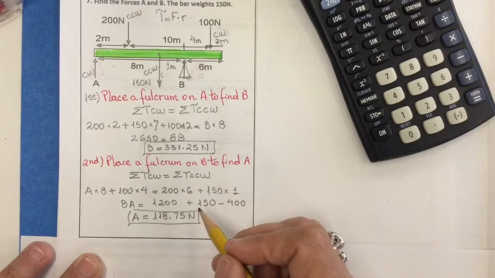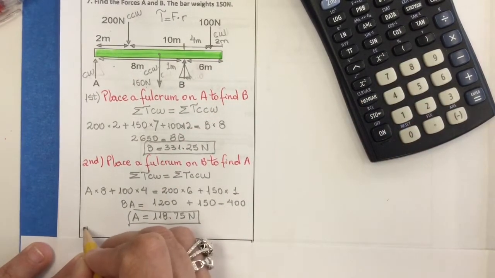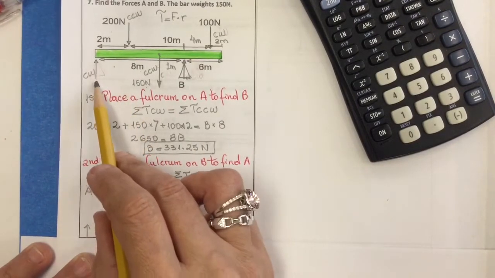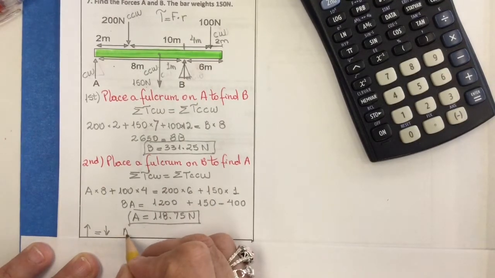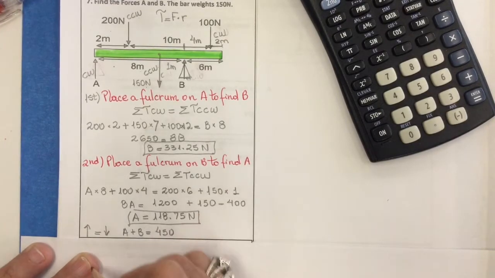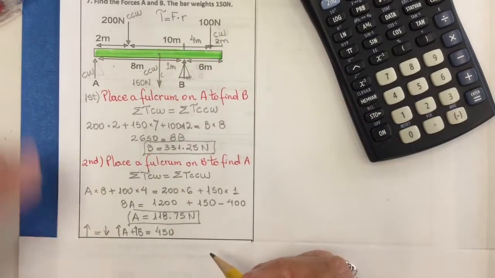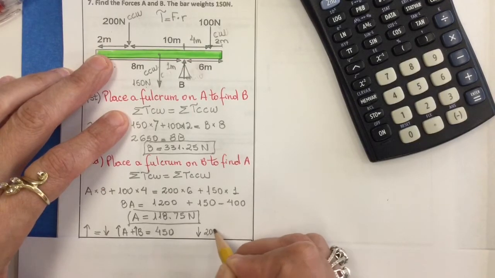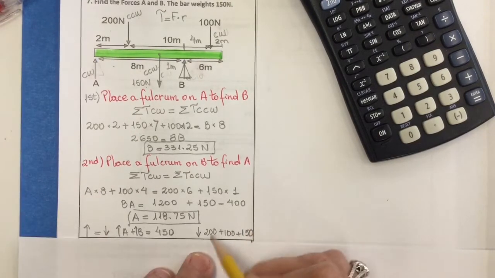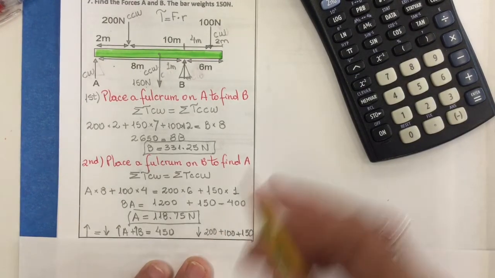To check if your answer is correct, because you assume the system is in equilibrium, you can state that the sum of forces up is equal to the sum of forces down. The forces up, I have A and B. When you add A plus B, you have 450. That is up, right? Now, the forces down: we have 200, you have 100, and you have 150. When you add all those numbers, you have 450 as well. So the system is in equilibrium, and your answers are correct.